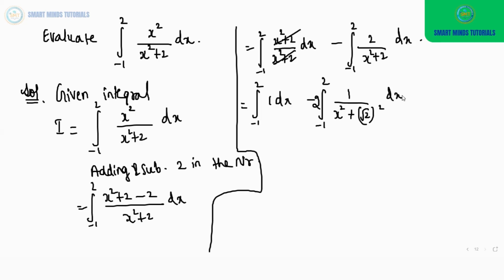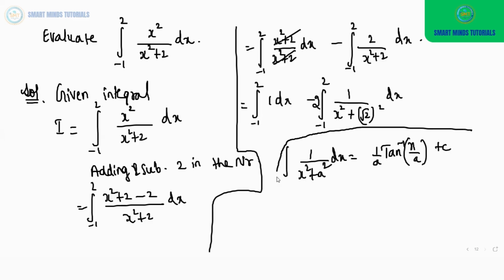I have done this for a reason because we have a formula for 1 by x square plus a square. What is the formula for integral 1 by x square plus a square? It is 1 by a tan inverse x by a. This is the formula which we are going to apply. So for the first term, integral 1 dx, what is integral 1 dx? It is x. Whenever you have integral 1 dx, it is x. Apply the limits. Minus 2 into.